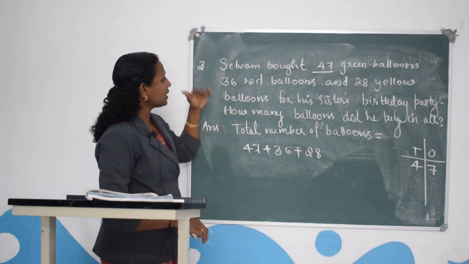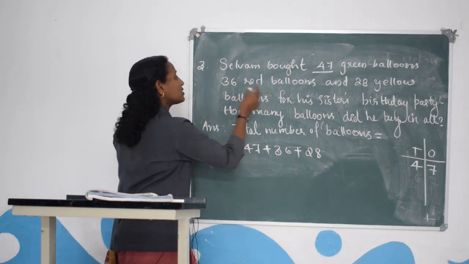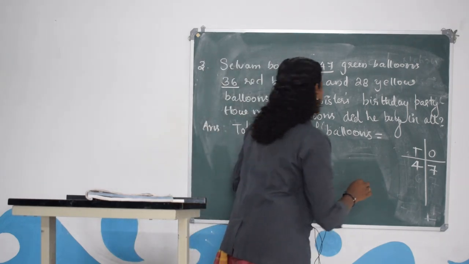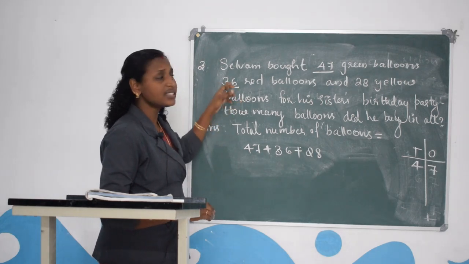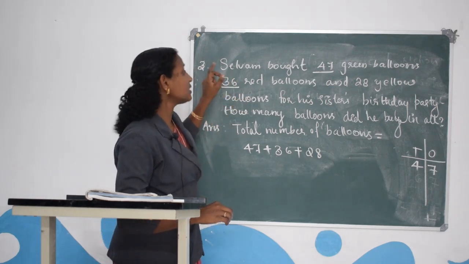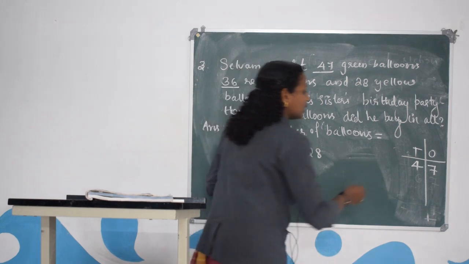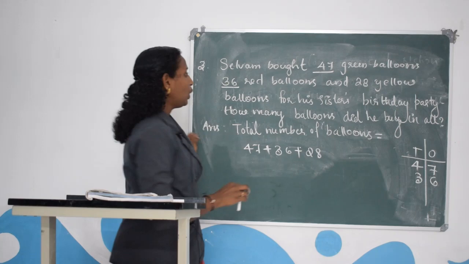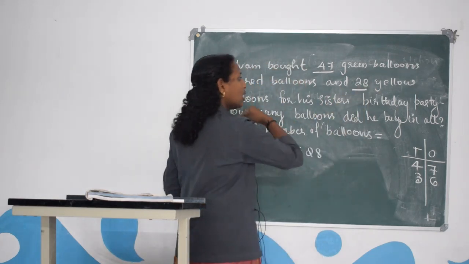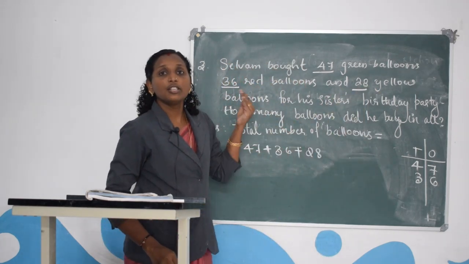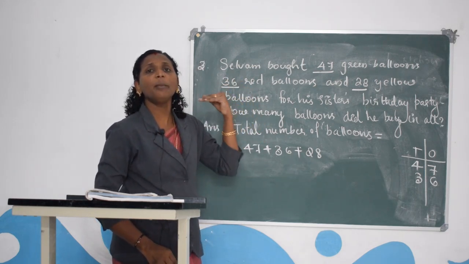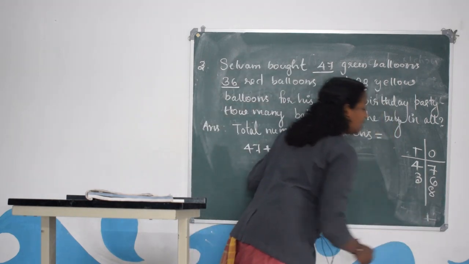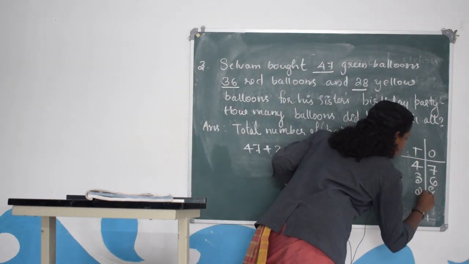Okay, then look at the next. How many red balloons? It has 36 red balloons. That means the number 36, 6 in the ones place and 3 in the tens place. Look at the next number. Yellow balloons. How many yellow balloons? It has 28 yellow balloons. That means ones is 8 and tens is 2.